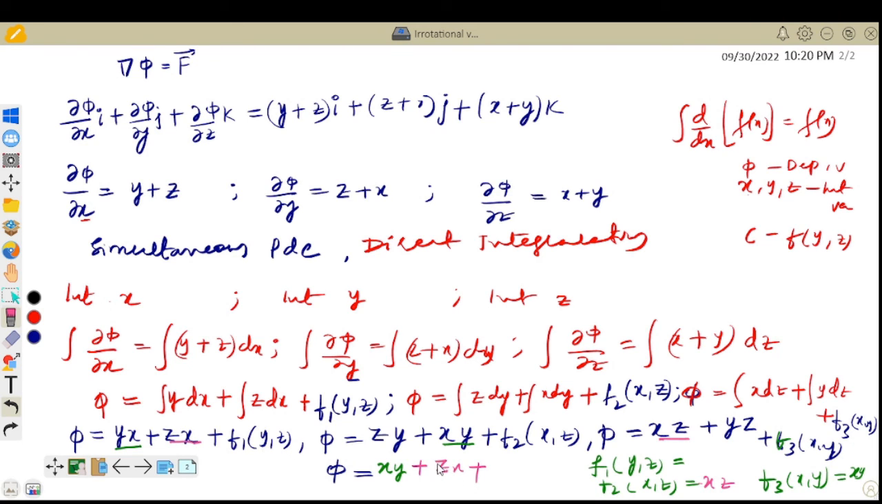Finally, yz is present in the second one and third one, and it is not present in the first one, but the first one contains f1 of yz. You can take f1 of yz as just yz. Therefore yz is present in all three. Therefore this is the value of φ.